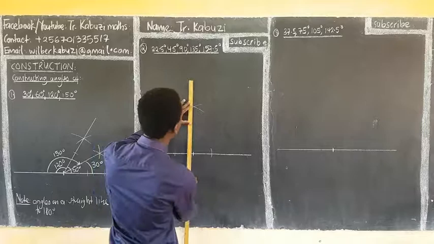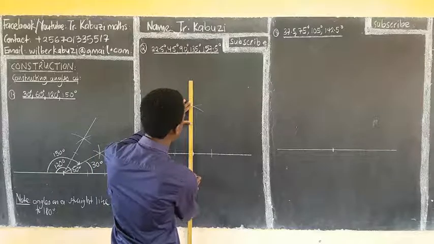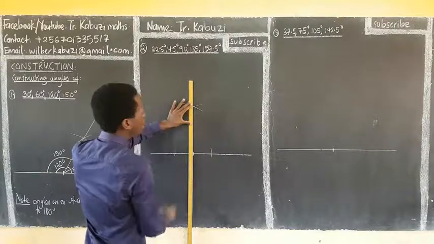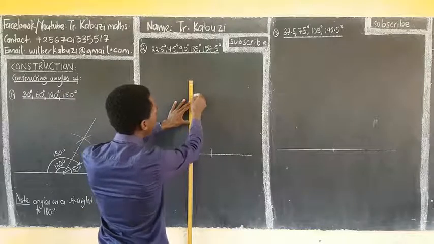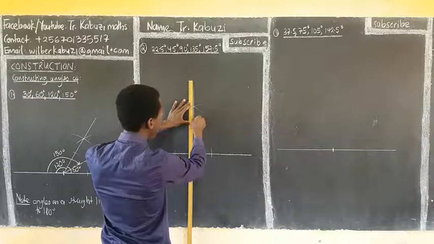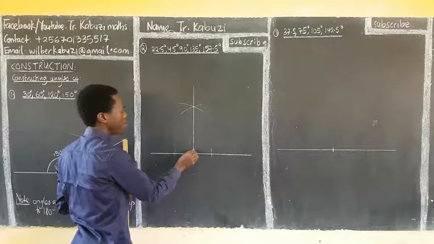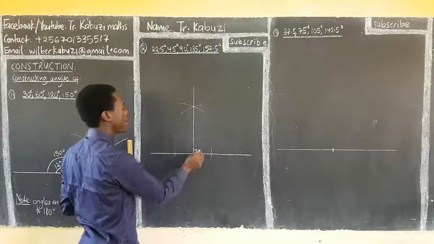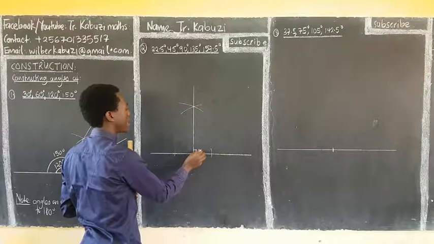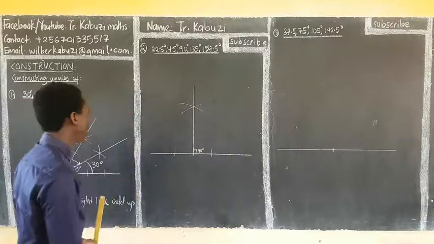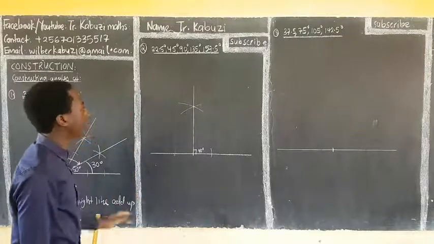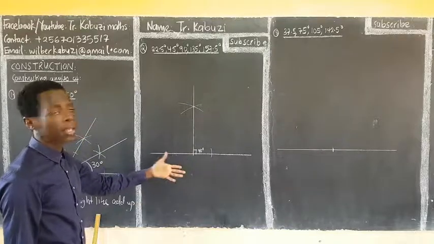So I join to the intersection of these two arcs, then I join to the point where I started from. Now this is going to be 90 degrees. If that's hard for you, you can indicate that this is 90 degrees. Now if I have 90 degrees there, you know that this is 90 degrees, of course.